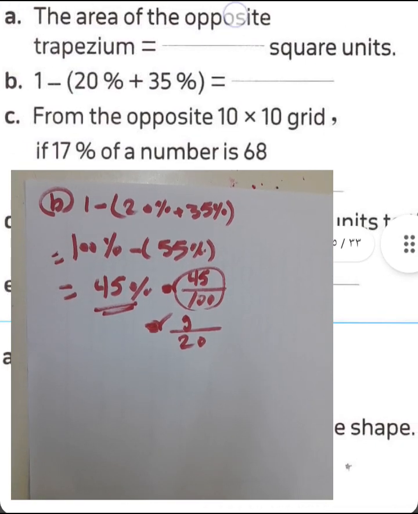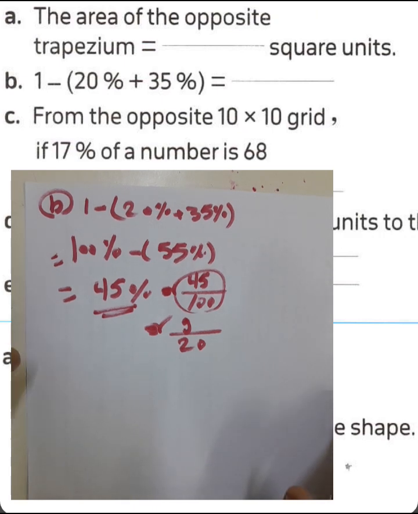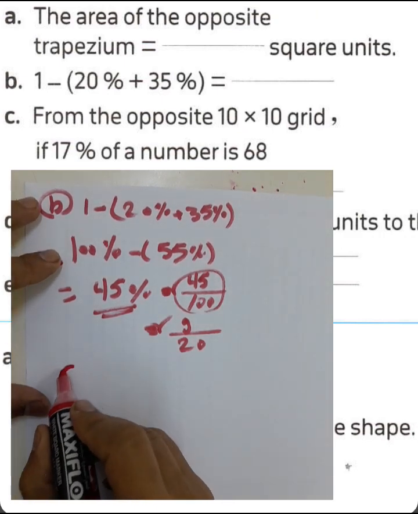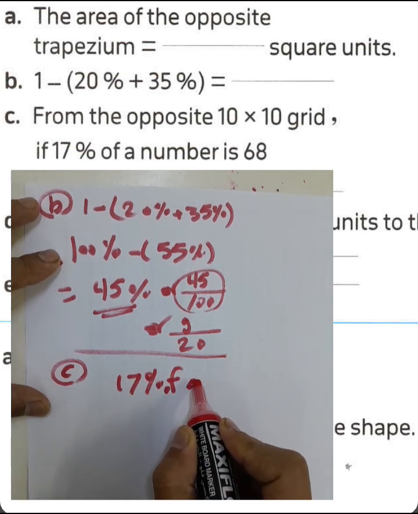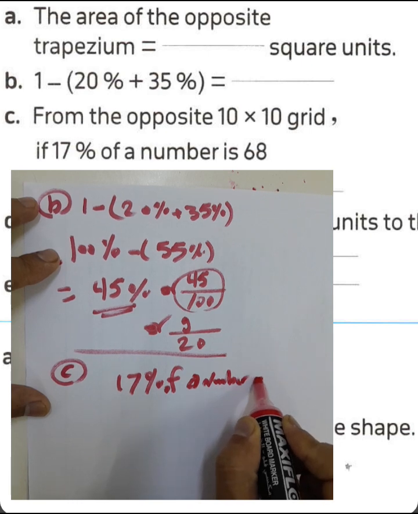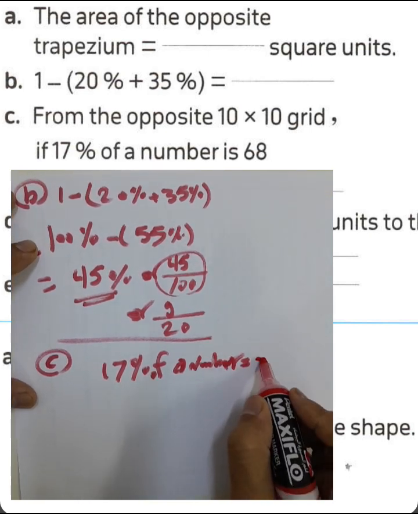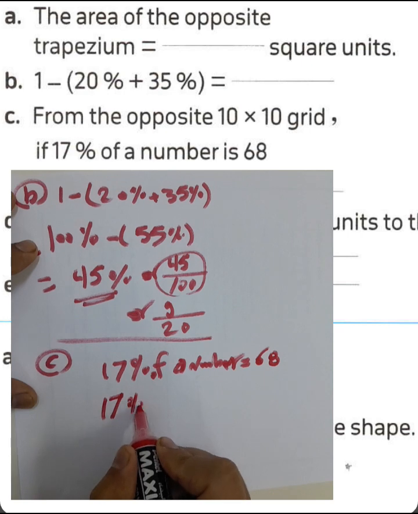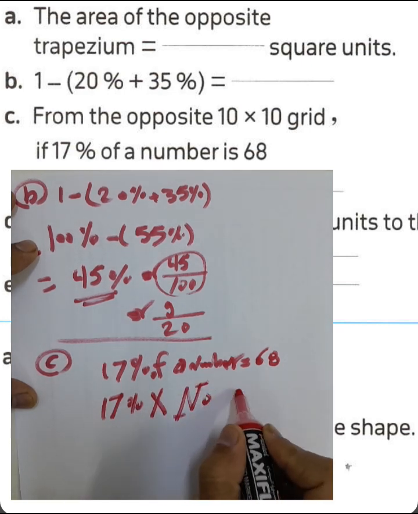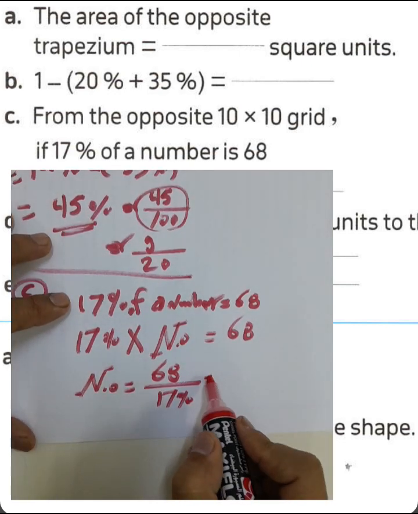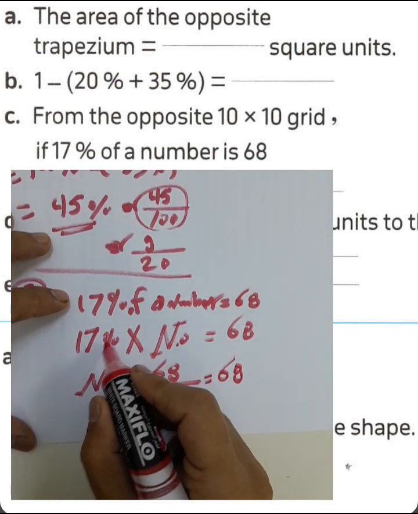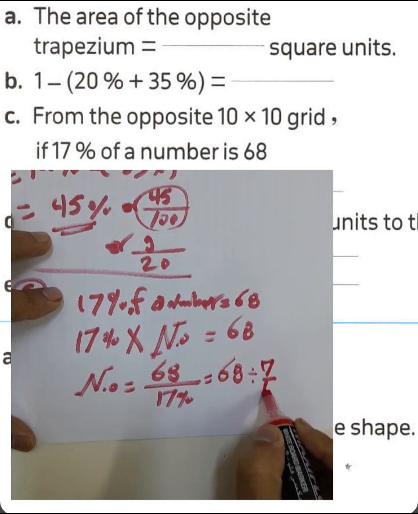Letter C, from the opposite 10 by 10 grid, 17% of a number, we have 17% of a number equals what? Equals 68. Then 17% times a number equals 68. We want to find the number. Number equals 68 divided by 17%. We can write 68 divided by 17%, it means divided by 17 over 100.